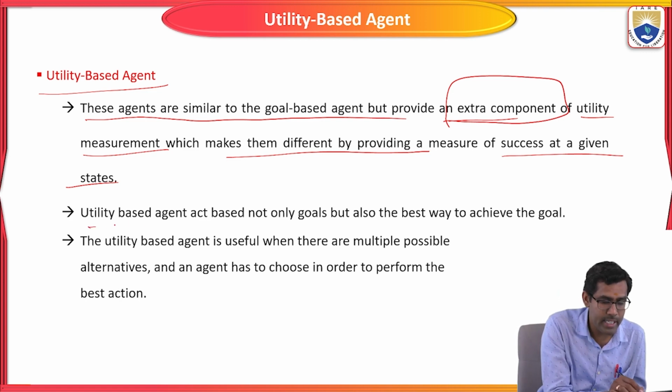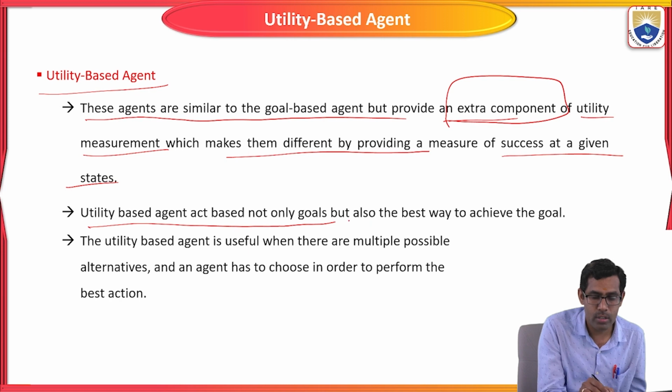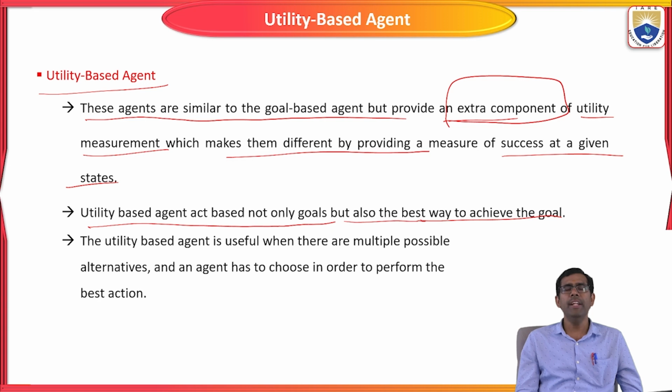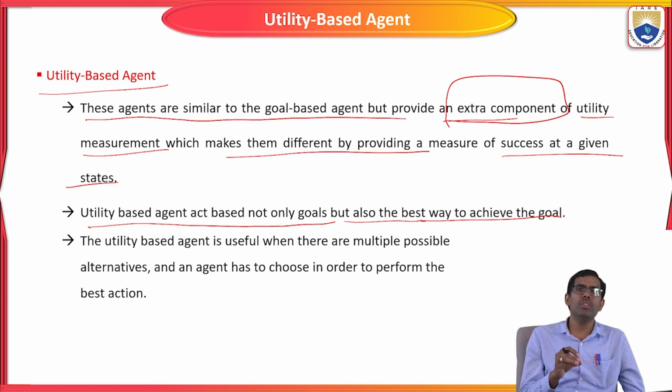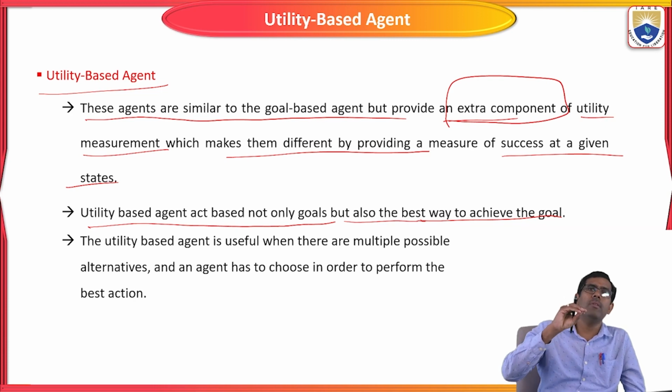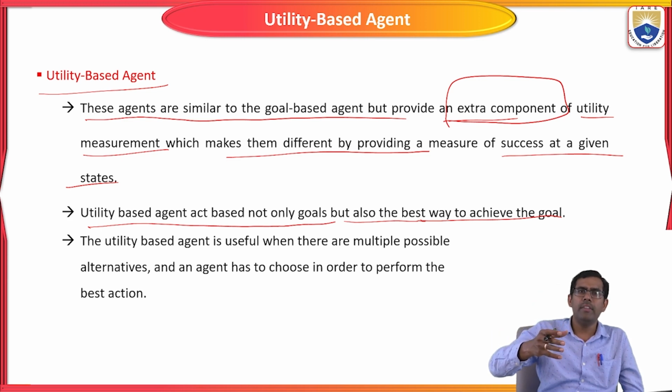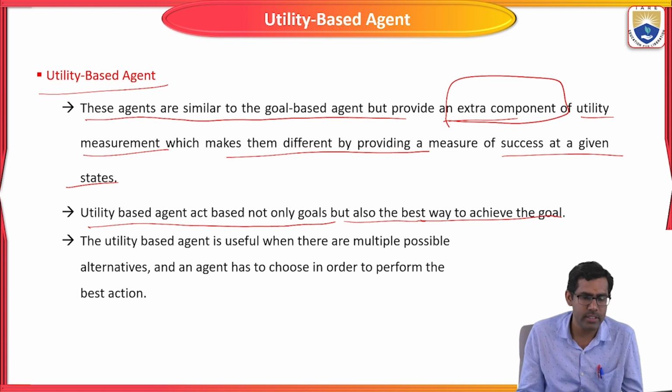Okay, so a utility based agent acts based on not only the goal but also the best way to achieve the goal, right? So it will not set just particular goals or particular actions. It will also select the best way to achieve the goal. In the goal based agent, it will set the goal and reach the goal state, right? Here we are going to produce the best way also, to achieve the desired state.